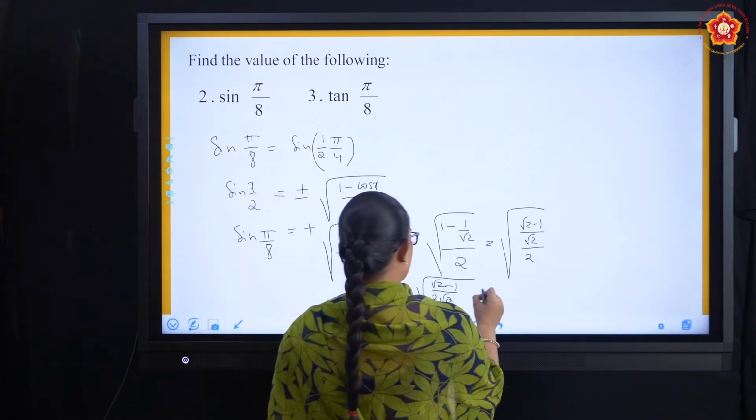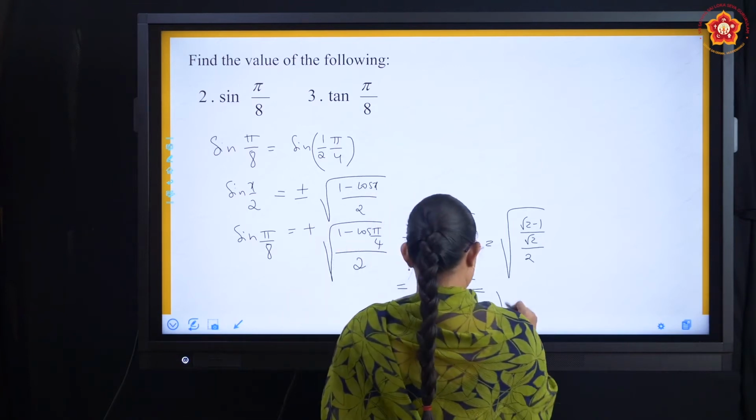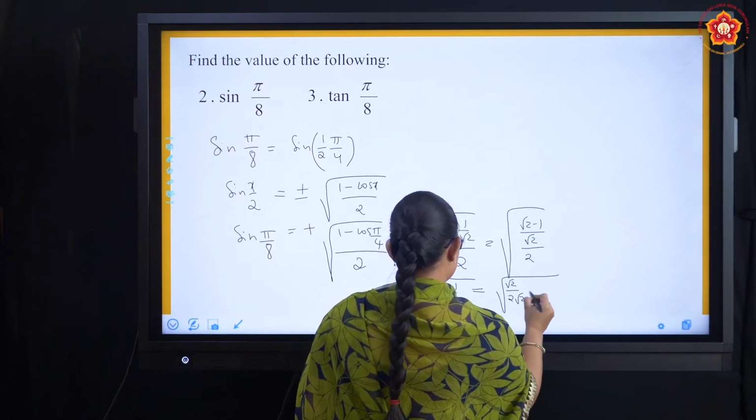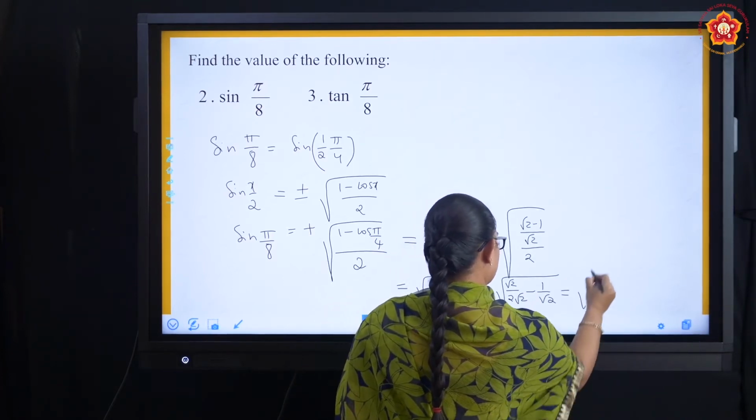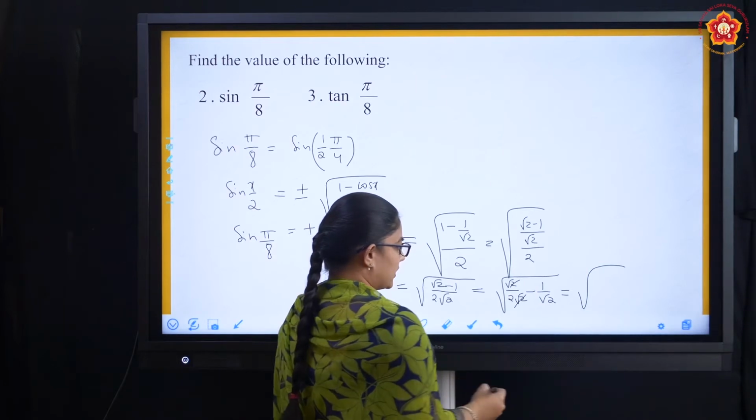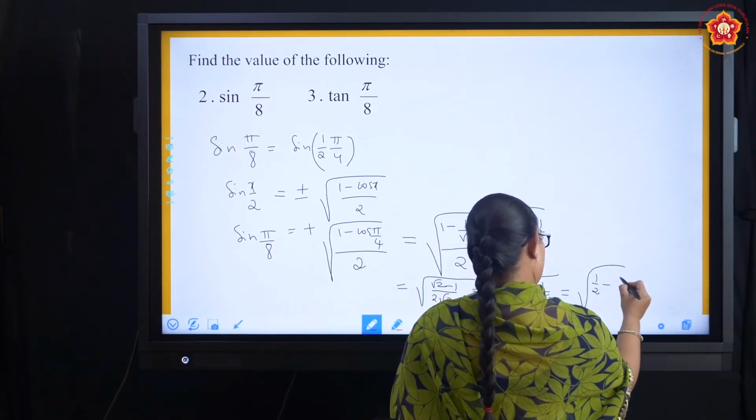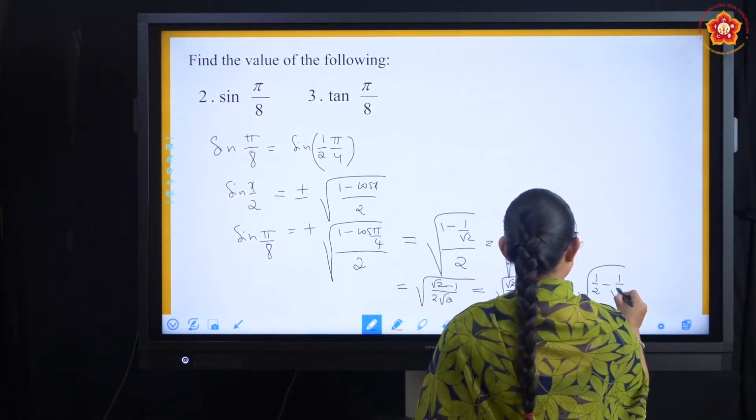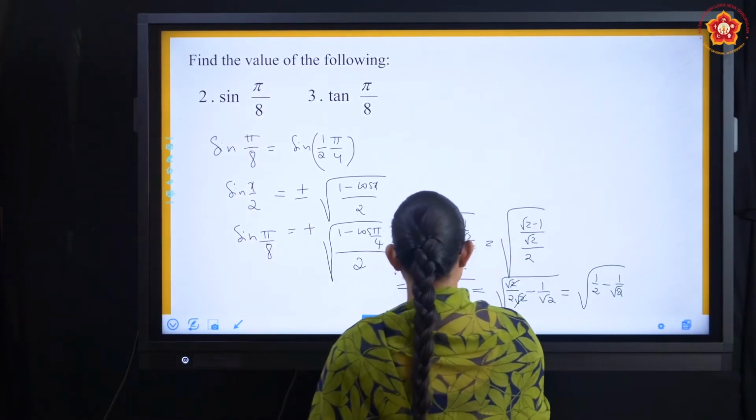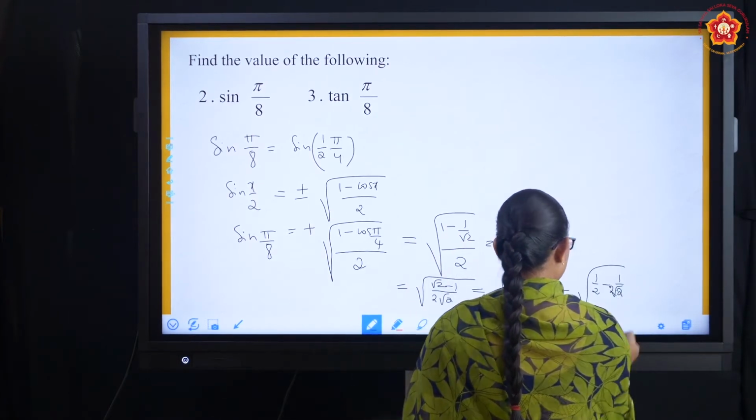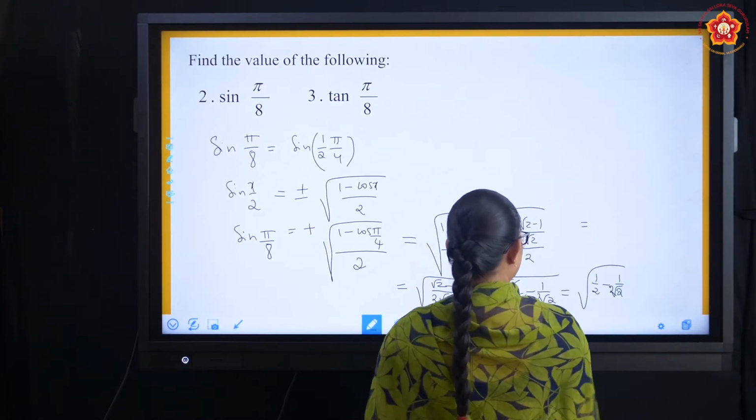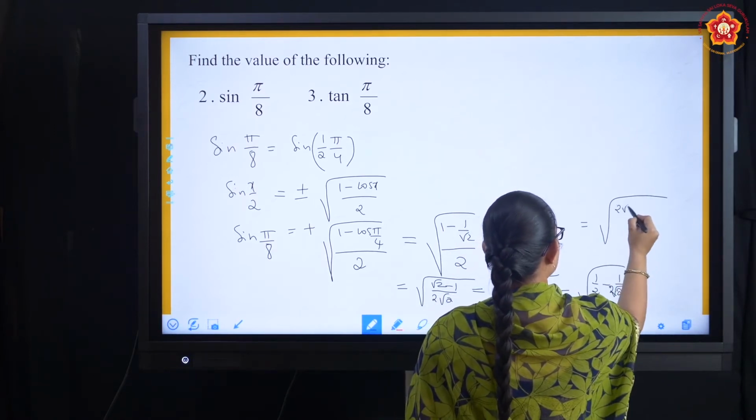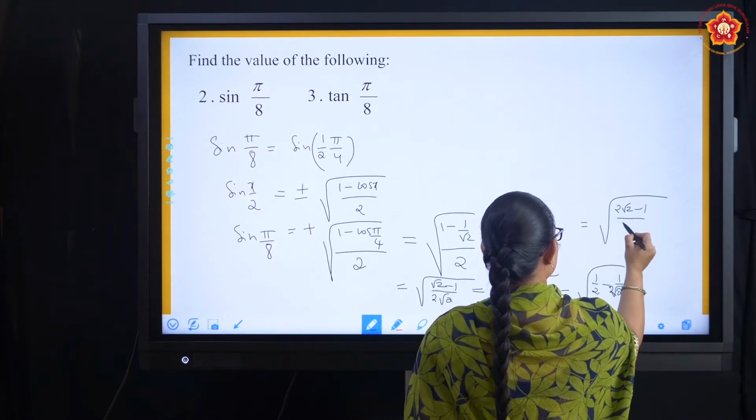Further, if I want, I can simplify this just by writing this as root 2 by 2 root 2 minus 1 by root 2, which is nothing but root 2 gets cancelled here, so 1 by 2 minus 1 by 2 root 2, so here also 1 by 2 root 2. Now I can further simplify that as square root of 2 root 2 minus 1 by 2 root 2.